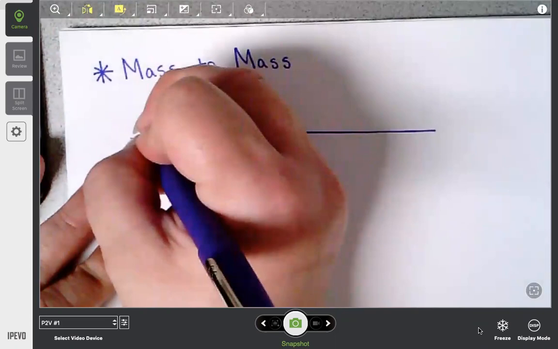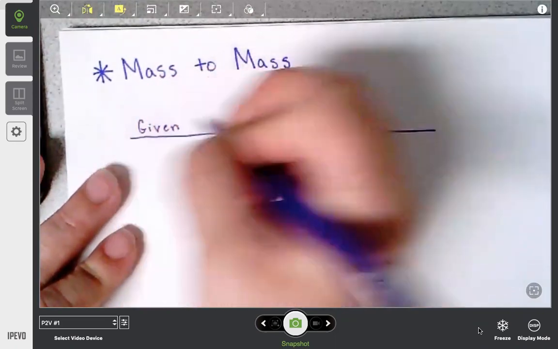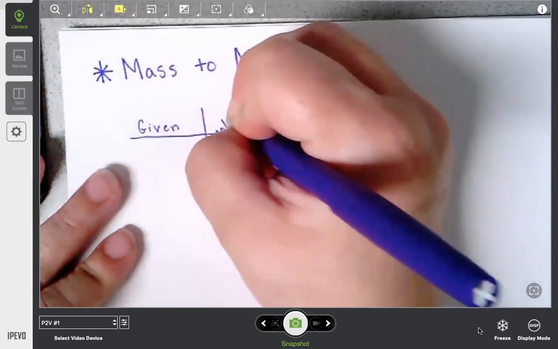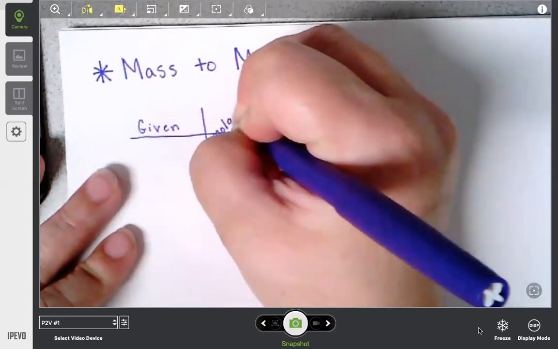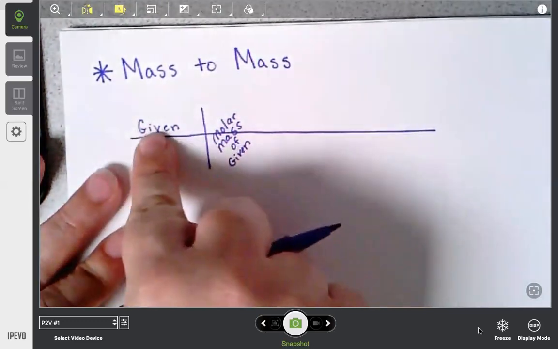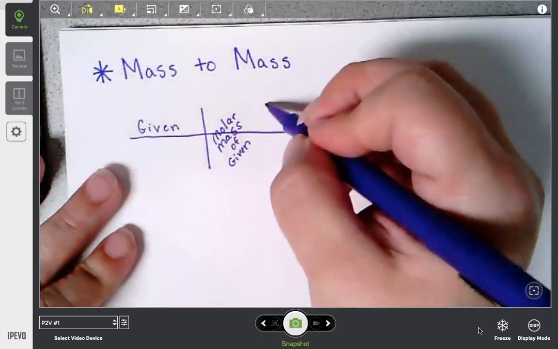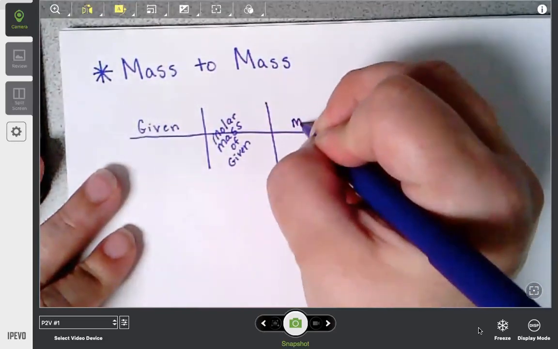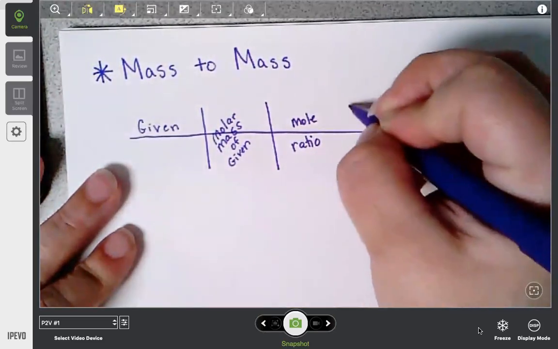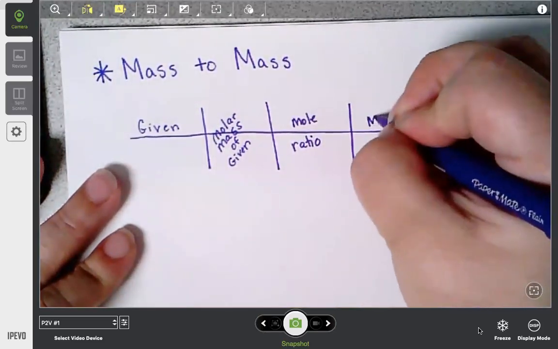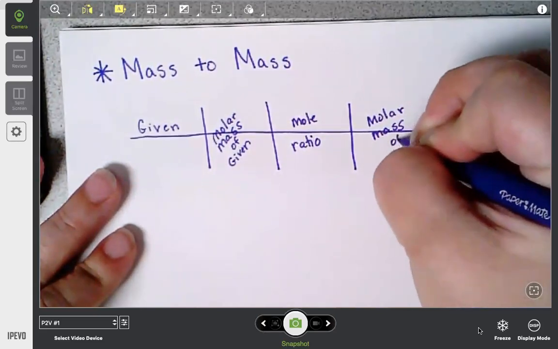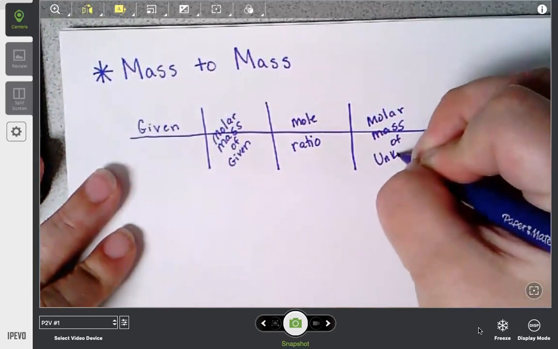Still using dimensional analysis, that does not change. So I have my given listed first. Then this step right here, I'm going to have the molar mass of the given, of course, because that would have to match out. Then I'm going to have the mole ratio. And finally, I'm going to have the molar mass of the unknown.